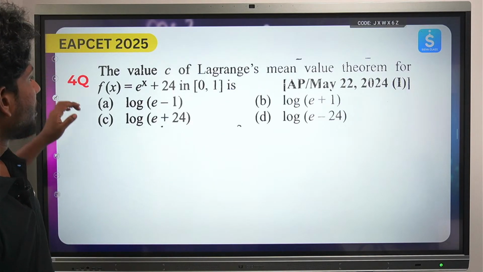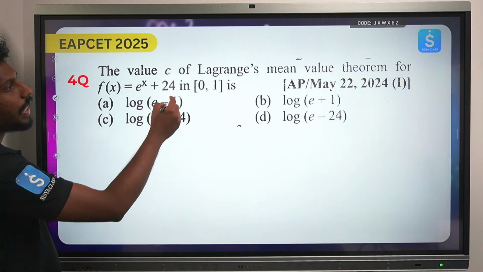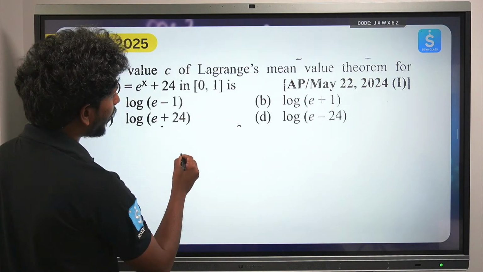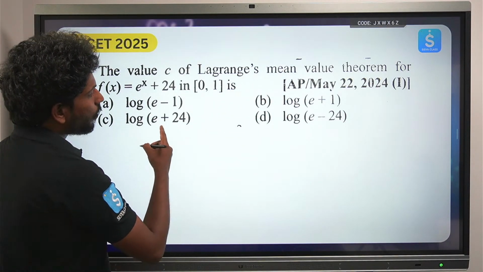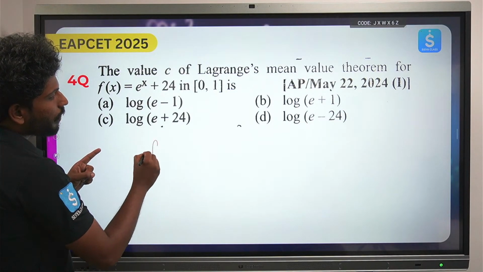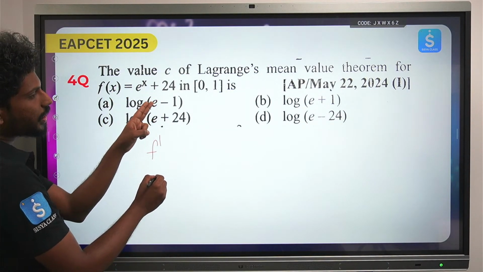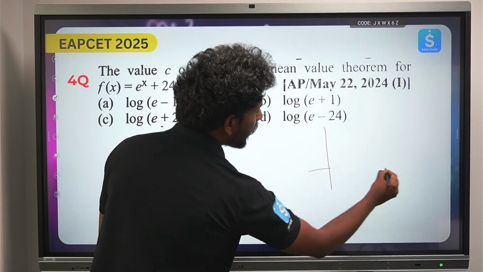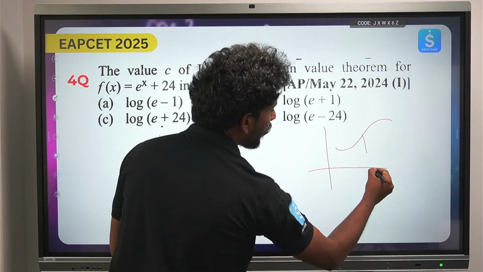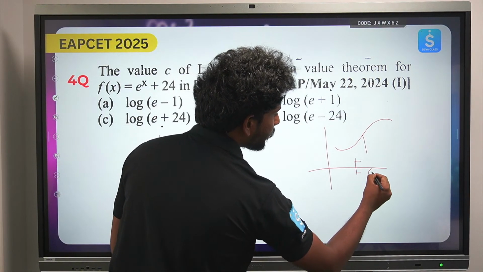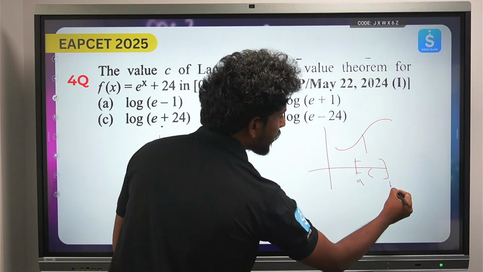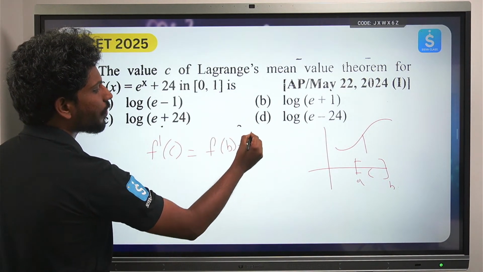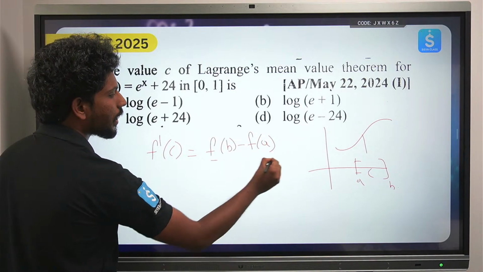Okay, so see here the next question, the Lagrange mean value theorem. Here you are applying the Lagrange mean value theorem between 0 and 1. What does the Lagrange mean value theorem say? If the function is continuous, there exists a point c such that f dash of c is equal to f of b minus f of a by b minus a.